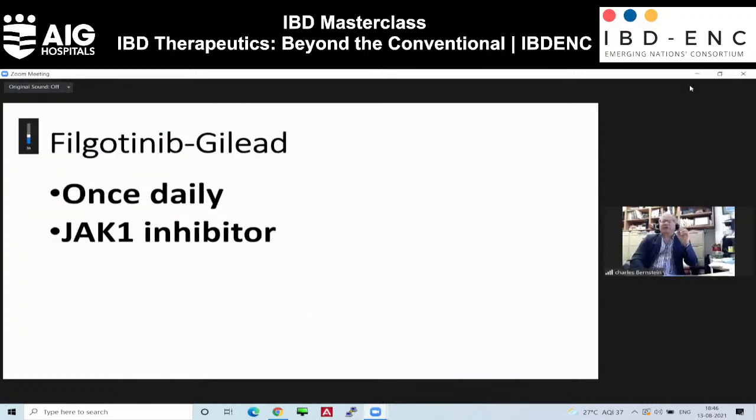Now, I want to leave tofacitinib in terms of efficacy and just introduce some of the other JAK inhibitors that are around. Filgotinib is available in Europe. It's once daily, which is an advantage. It's only a JAK1 inhibitor.